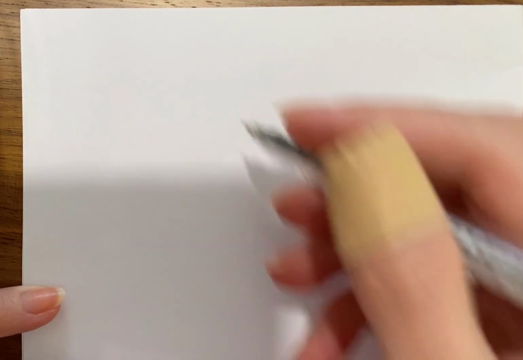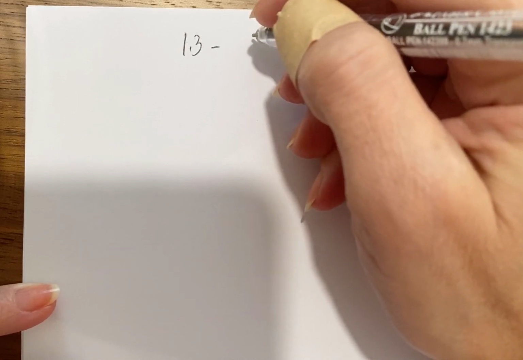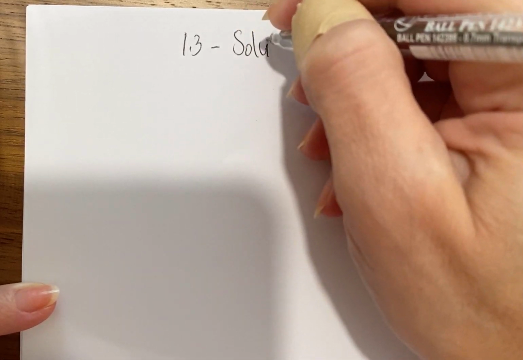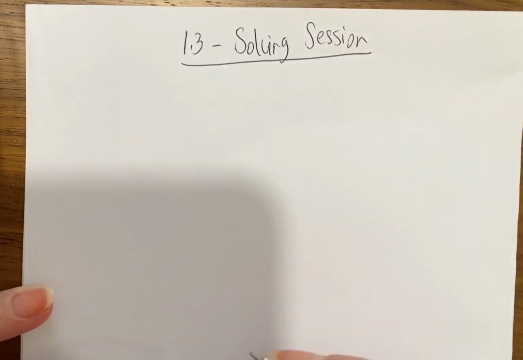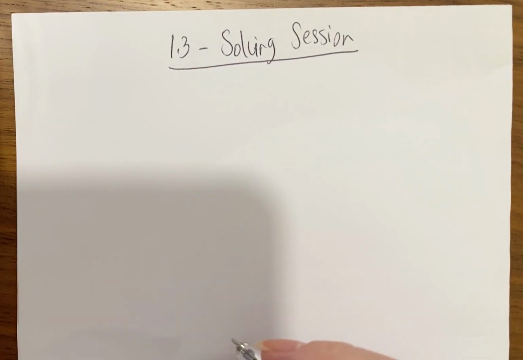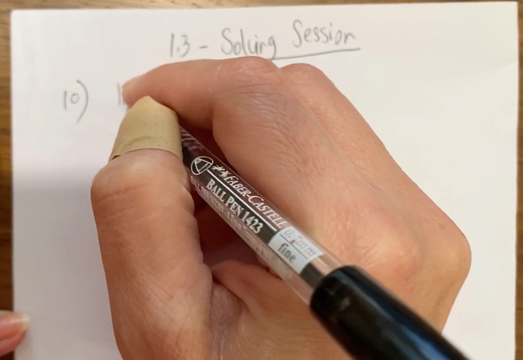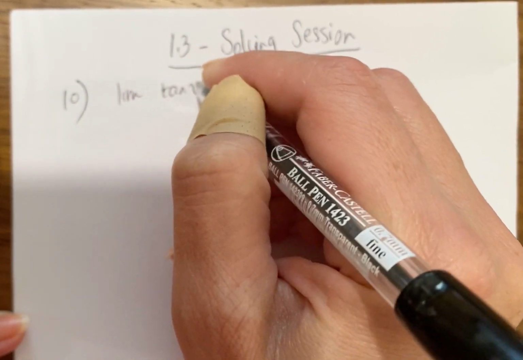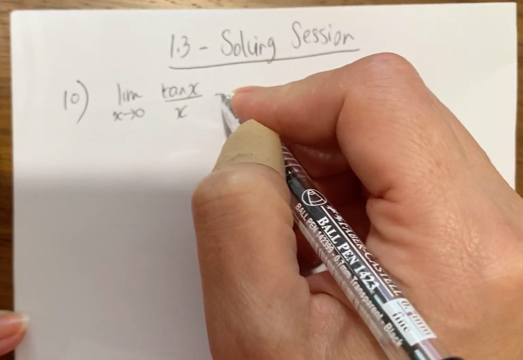Alright, welcome back. So we are still in section 1.3 and we are doing a solving session. In this solving session, yesterday we solved up until number 9. I'm going to do 10 today. Look at this: limit of tan x over x as x approaches 0.